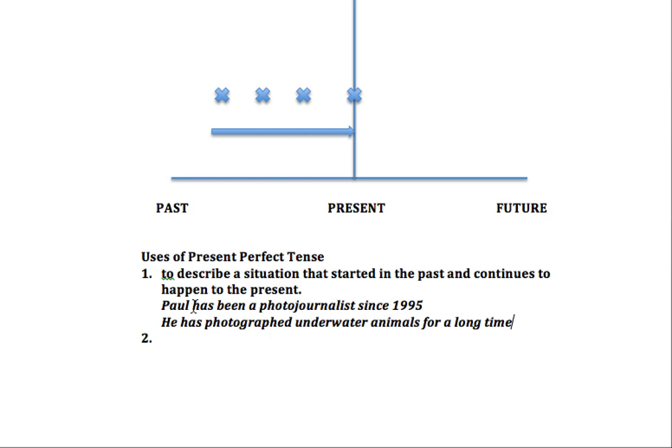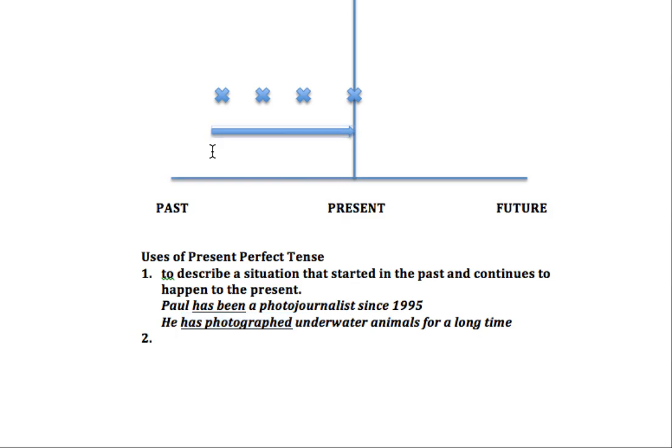So he has photographed underwater animals for a long time. That is present perfect tense. He has photographed, that means he started photographing since 1995, and he has photographed a lot of underwater animals until the present day. We are talking about what Paul is doing at the moment or in the present days. So he is still photographing underwater animals.